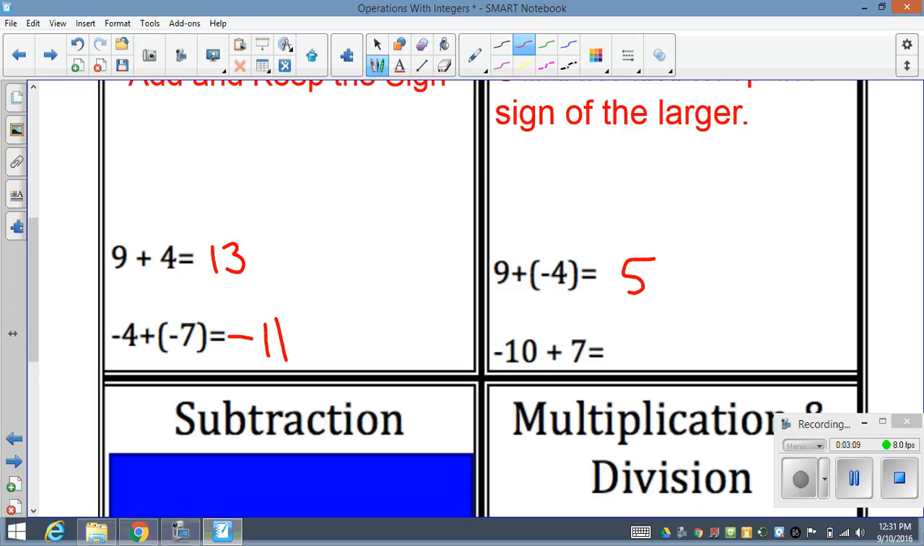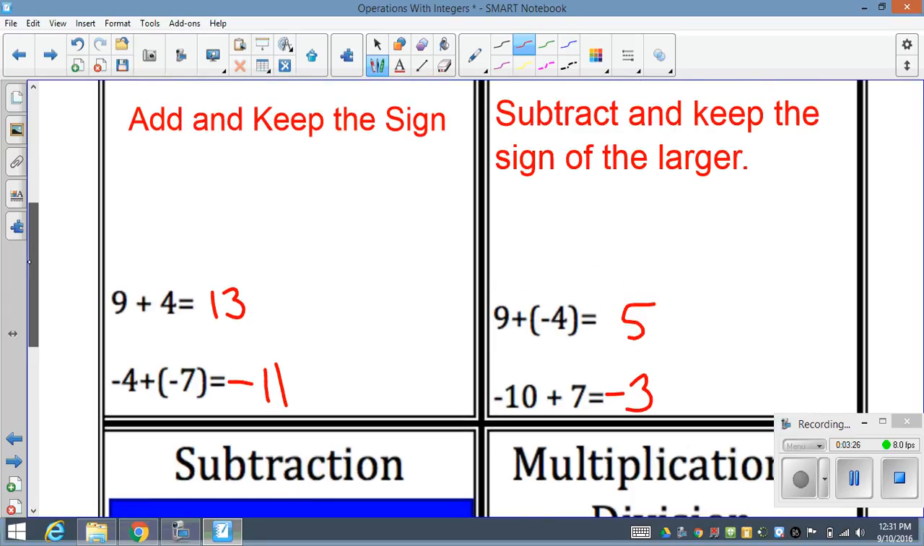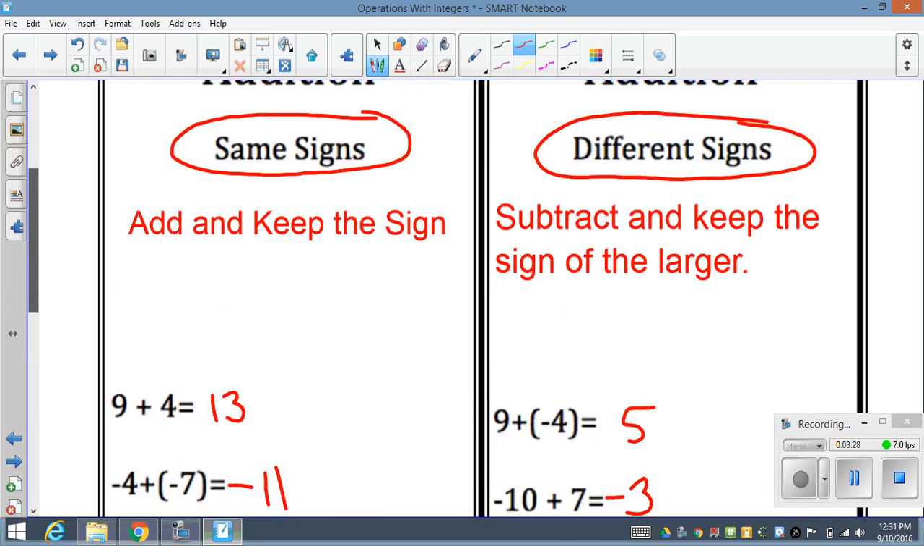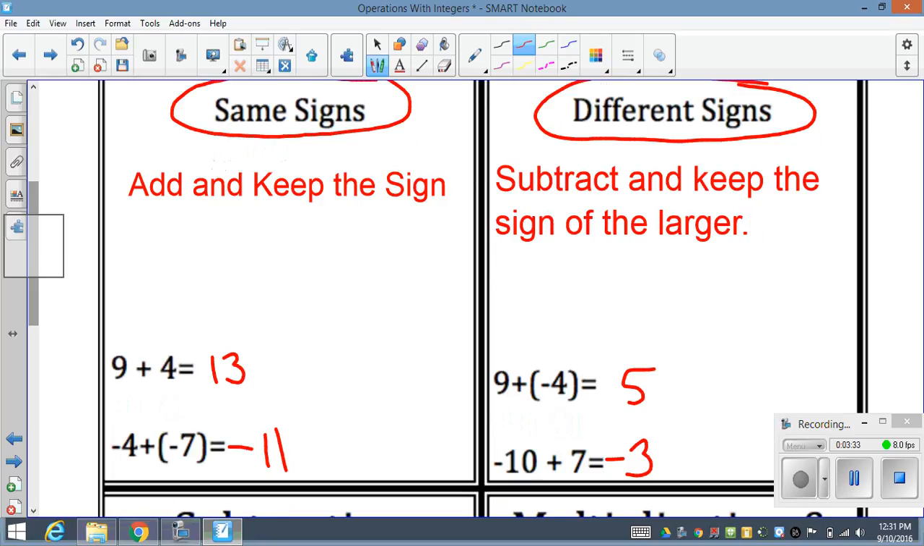Okay? For negative 10 plus 7, the signs are different. The negative 10, positive 7. So I'm going to subtract. 10 minus 7 is 3. And since the 10 is bigger and it's negative, it's going to be negative 3. So again, for addition, 2 rules. If the signs are the same, you add and keep the sign. If the signs are different, you subtract and keep the sign of the larger.